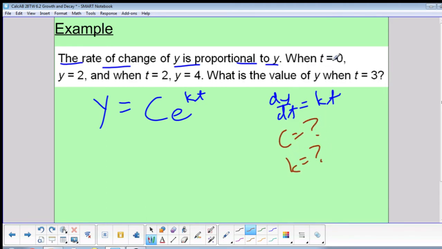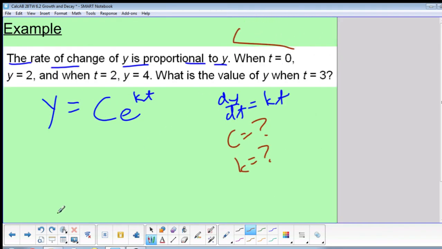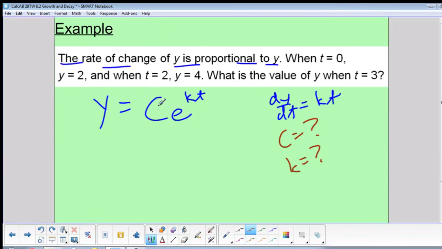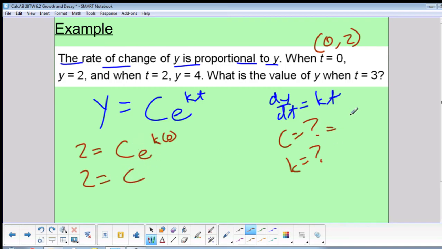So I got two cases right here. When time equals 0, y equals 2. In fact, I can write that as an ordered pair. There we go. Okay, so when t equals 0, y equals 2. So I'm going to plug that in for this first case. So 2 for y equals c times e to the k times 0, which is just going to be e to the 0. So 2, and then e to the 0 is 1, so 2 equals c. So c equals 2.